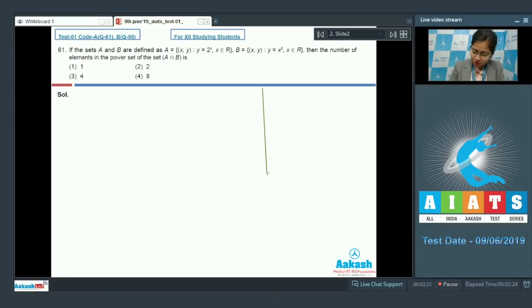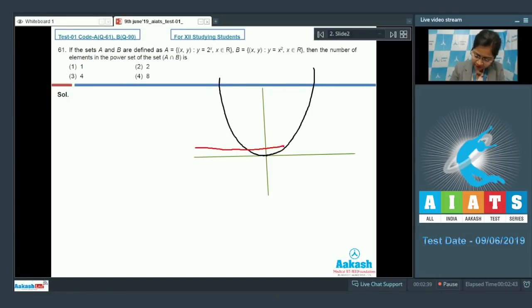So let's firstly draw the graph of both the functions, that is y equal to x square and y equal to 2 raised to the power x. y equal to x square will be something like this, and y equal to 2 raised to the power x will be like this one. Here we have to take care that y equal to 2 raised to the power x will cut the graph y equal to x square at 2 points for x greater than 0 and at 1 point for x less than 0.